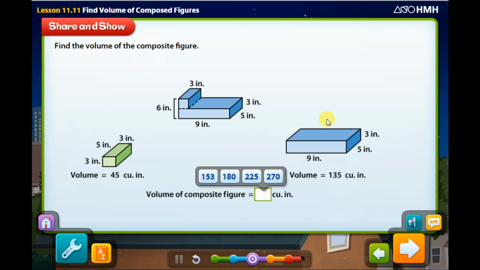So what's the volume of the composite figure? For the composite figure, you have to combine the two volumes together. 45 plus 135 will give you 180 cubic inches. That's right. 45 plus 135 equals 180. So the volume of the composite figure is 180 cubic inches.